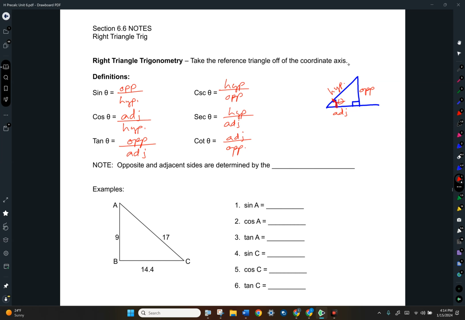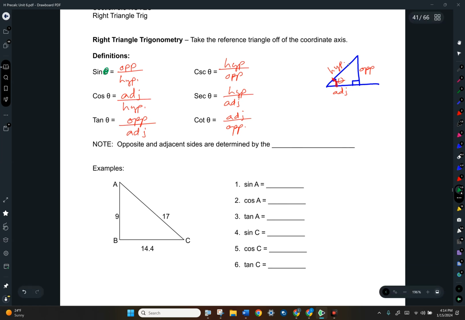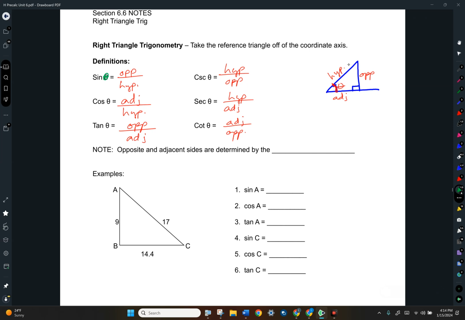Now remember, it's all about what angle you're talking about, okay? In this case, we're saying it's angle theta. So when I look down here, let me fill in the blank, where it says, note, opposite and adjacent sides are determined by the angle, okay? So down here, for this example, I'm not going to use theta because none of these angles are labeled theta. So let's look at the first one. If I say, what's the sine of angle A? It's all about the angle. So that means this is my reference angle.